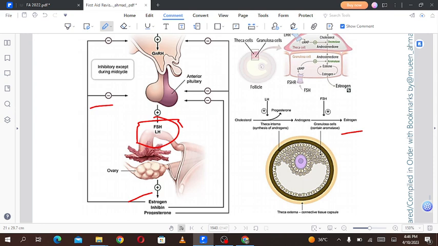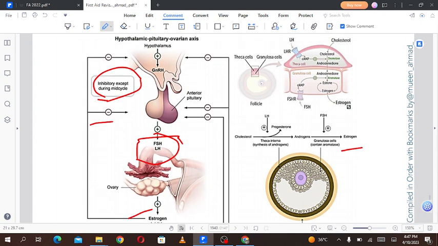Okay, so inhibition is there except for the mid cycle. In the mid cycle, the estrogen release is stimulating the LH surge, while the inhibin and progesterone are like constant inhibitors of the GnRH and FSH and LH. Then we have theca cells and granulosa cells.